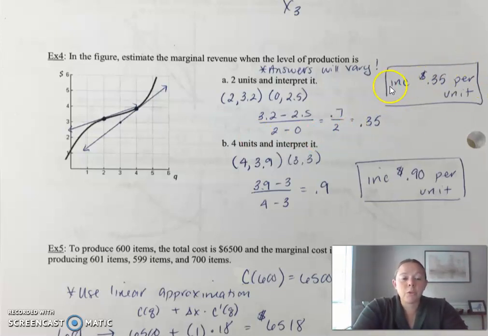Okay, and then notice my units. I'm saying increasing 35 cents per unit. And then at 4, so again, I drew my tangent line, found another point on my line, found the slope, 0.9, so I'm saying it's increasing 90 cents per unit. So just do the best you can.